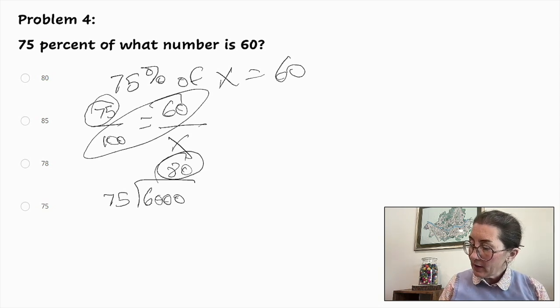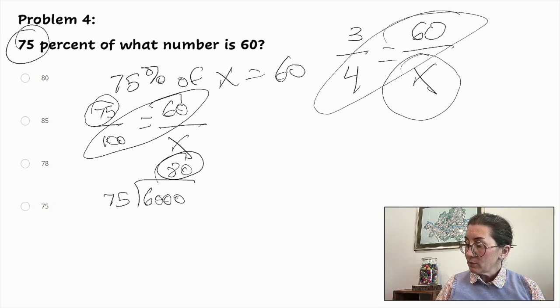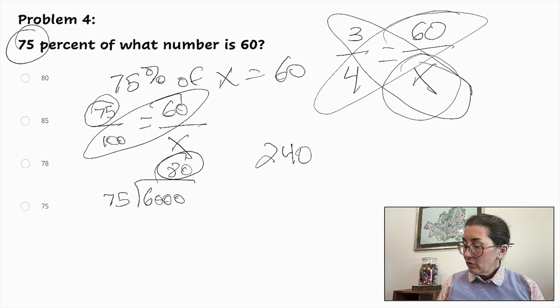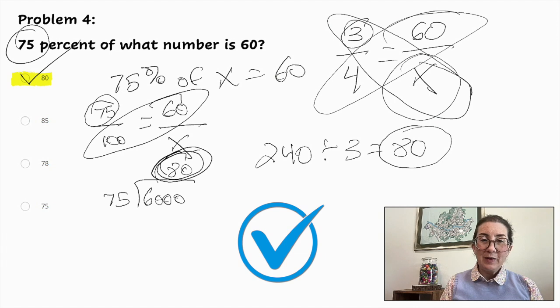Now we can do it another way. We know that 75% is equal to 3/4. And we know that the 75% is the 60. We don't know what that total is. So we can cross multiply here. 4 times 60 is 240. 3 times x equals 240. So we can divide that by 3. 240 divided by 3 is 80. So you've got the same number, and 80 we can confidently answer is the correct answer.